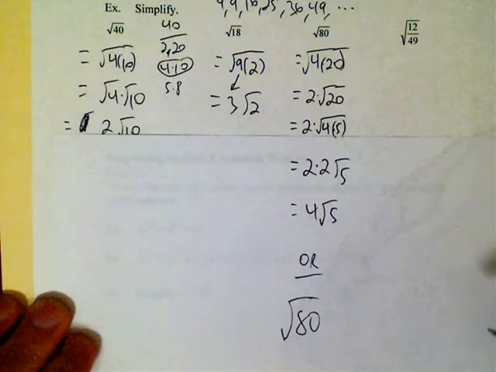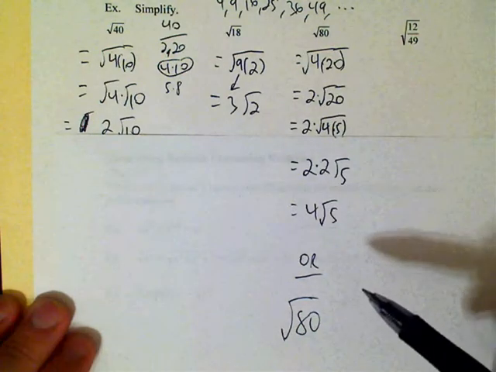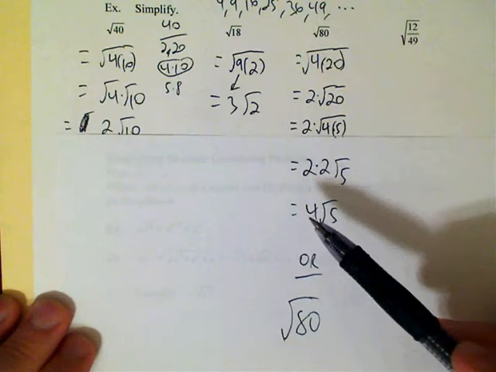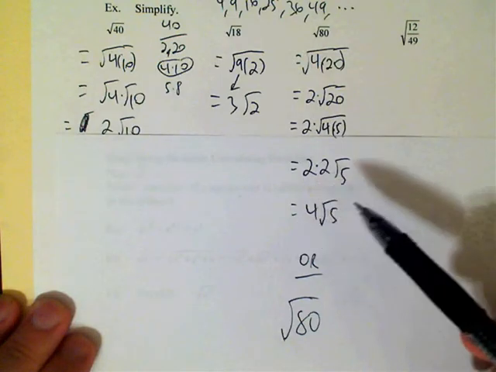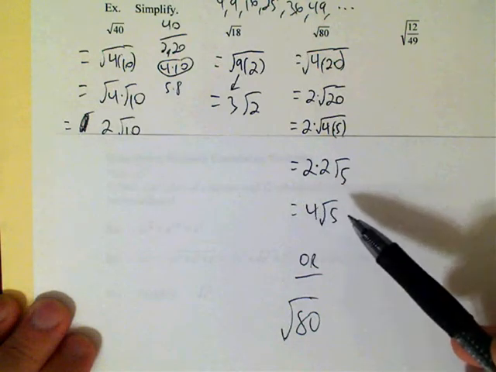If we had thought about it a little bit more, we may have discovered that there's a larger number that's a perfect square factor of 80. Look at this 4, for example. If we take the 4 and put it back in, it's got to go back in as a square. What's 4 squared? It's 16.